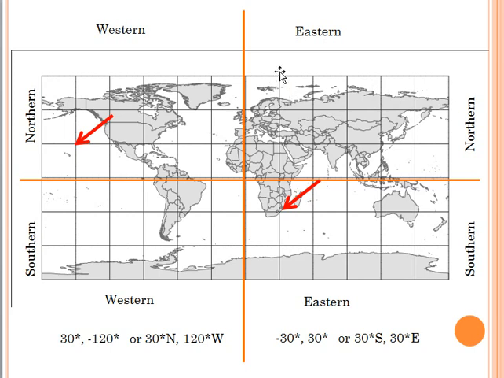So now all I have to do is locate first, am I in the southern hemisphere? I'm going to look at this arrow here on the right. So I am in the southern hemisphere for latitude, and I'm one line down, so that's 30 degrees south, and I'm just one section over, which is 30 degrees east.